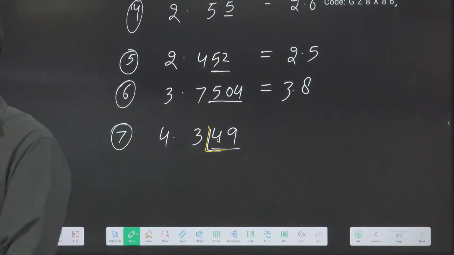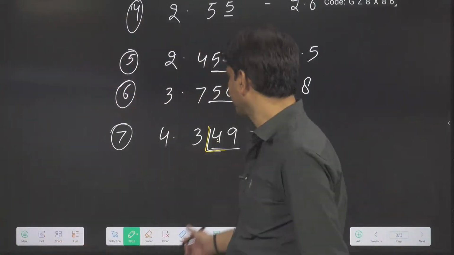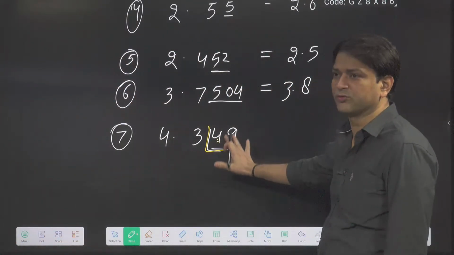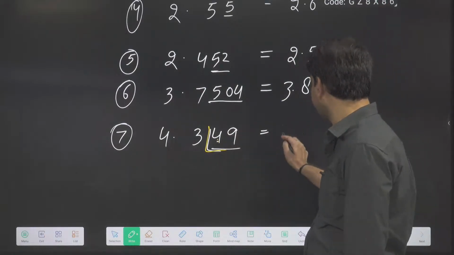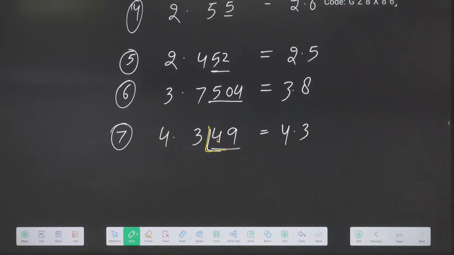Only 5 you have to consider: less than 5 you drop, or greater than 5. So what is the answer here? I have to drop 0.049. The value is less than 5, so we can say directly 4.3. It is enough in the round off.